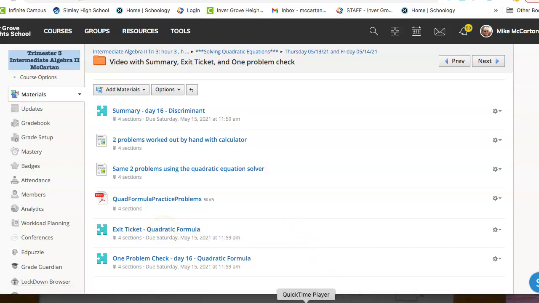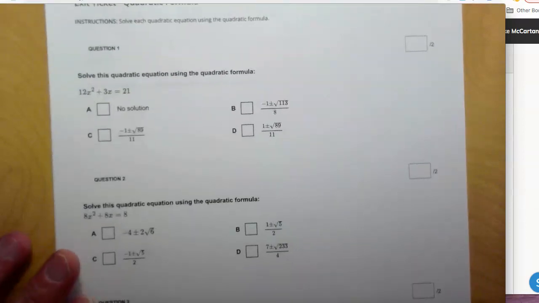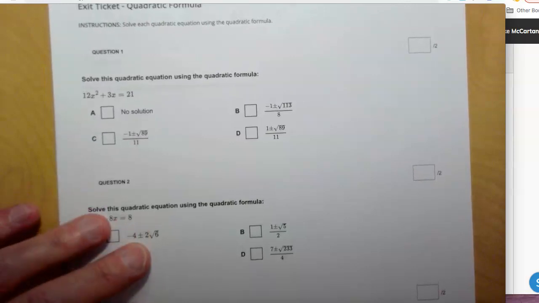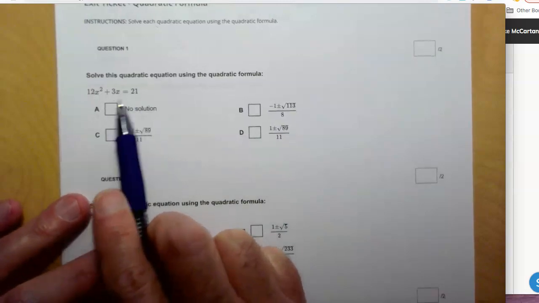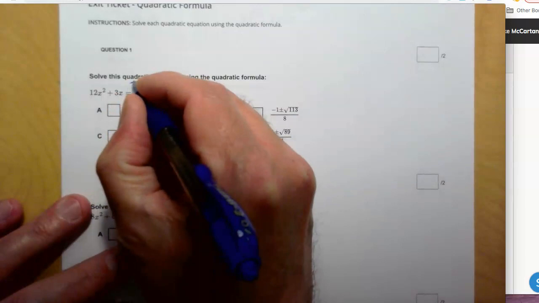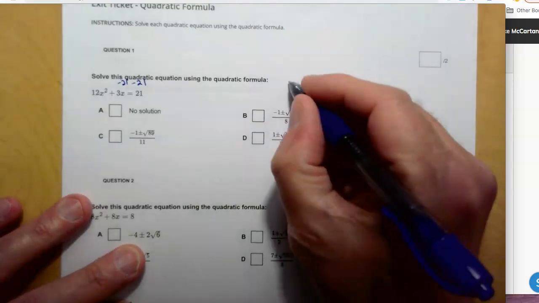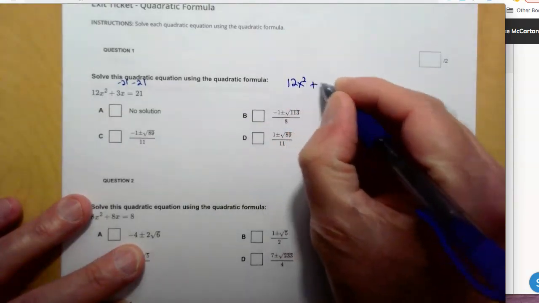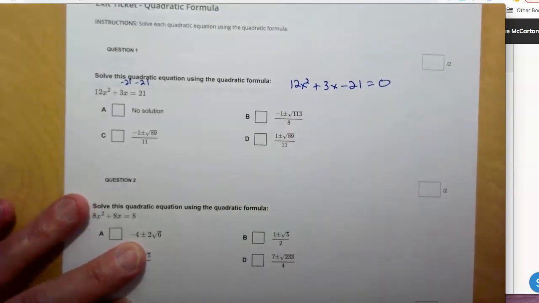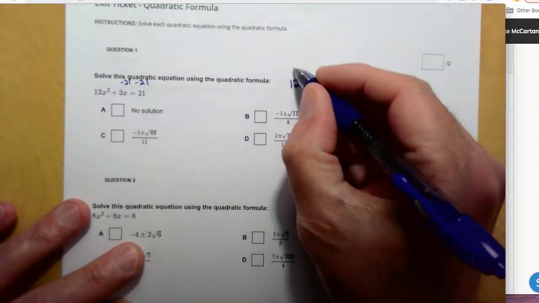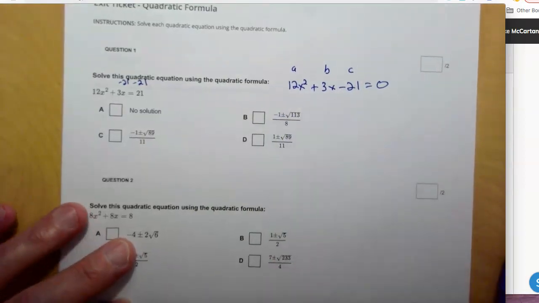All right, I already have it open right here. Hopefully you're there, guys. Problem number one. Guys, the key to these is to get them in standard form. This has to be equal to 0, and this says 21 on this side. We got to get it to the other side. Subtract 21 from both sides. So now we have 12x squared plus 3x minus 21 equals 0. We can write it like that. So we have our A, B, and C right there. Let's go to the quad formula solver and plug it in.